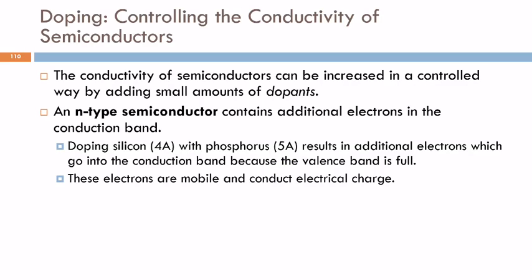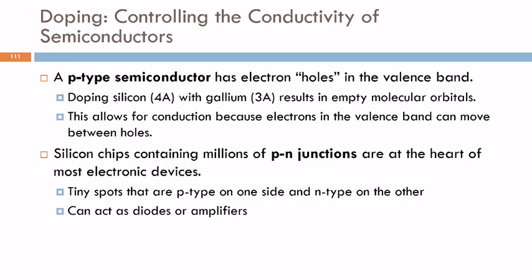So now we've got some extra electrons in there, and they're not going to fit into the valence band because the valence band is full. And so the extra electron from each phosphorus goes into the conduction band. And those electrons are mobile, and they will carry an electrical charge.